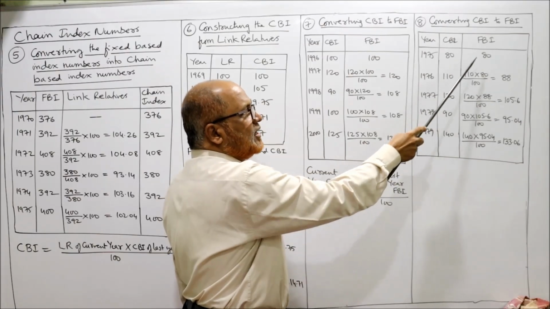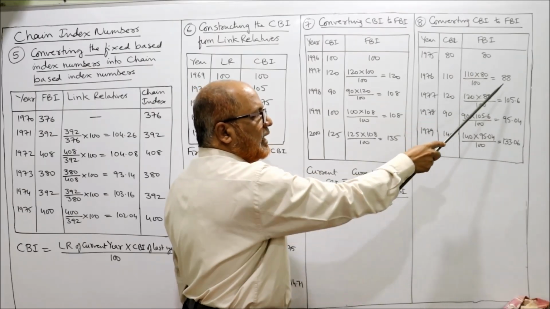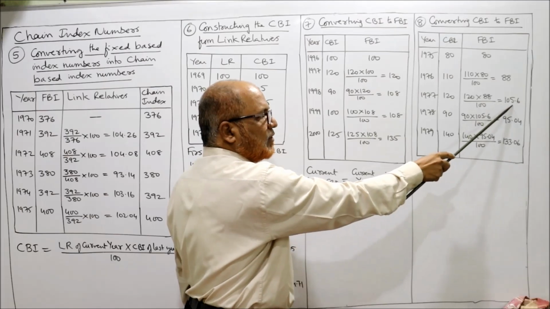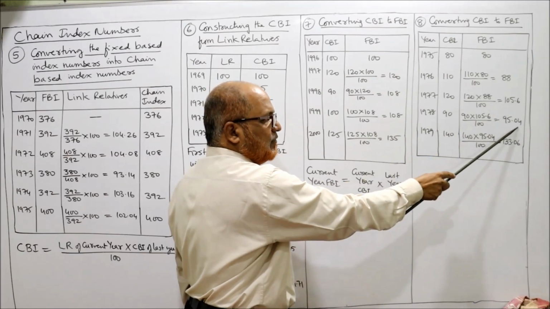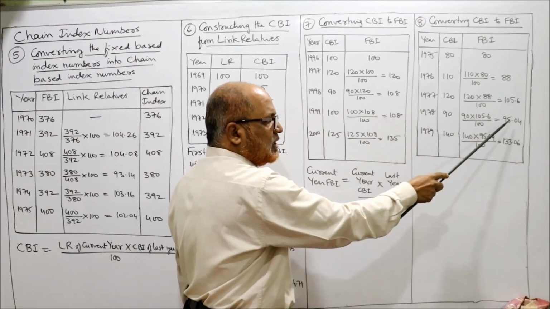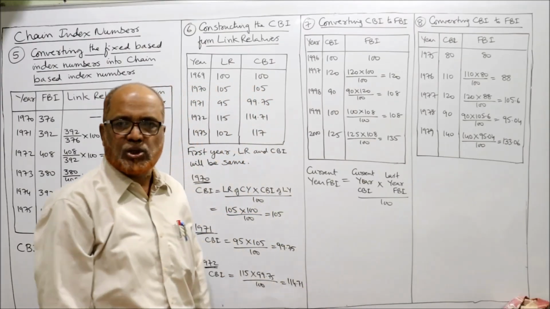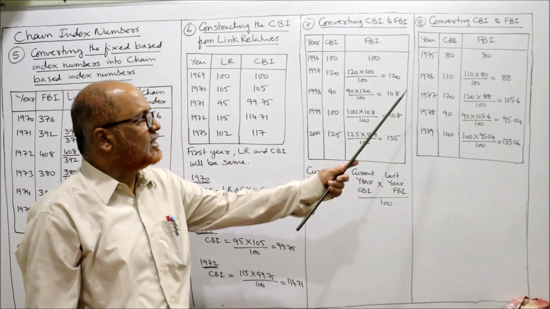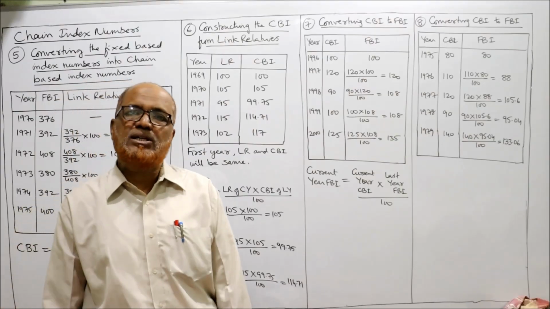So 110 into 80 divided by 100, 88. 120 into 88 divided by 100, 105.6. 90 into 105.6 divided by 100, 95.04. 140 into 95.04 divided by 100, 133.06. That's all. This is called converting the CBI into FBI. So we have completed 8 problems.